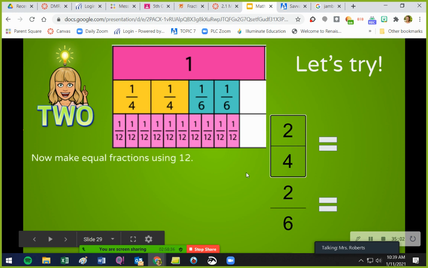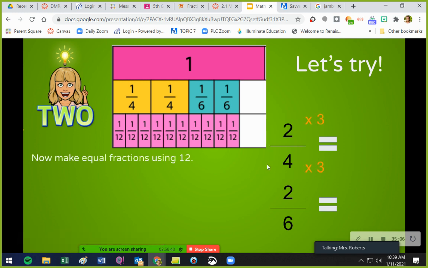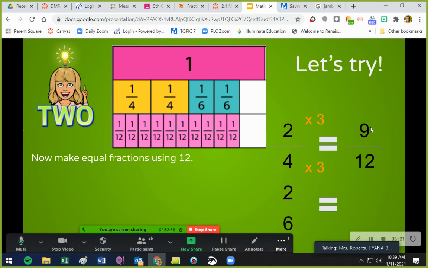How do you get from 4 to 12? You times by 3. Whatever you do to the bottom, you do to the top. Look, I made a mistake. Instead of 9, that should be what? Anybody? 6. Yeah, that should be 6. I was just obviously going too quickly. So that should be 6 twelfths. To get to 12 from 6, it's 6 times 2. So what I do to the bottom, I do to the top.